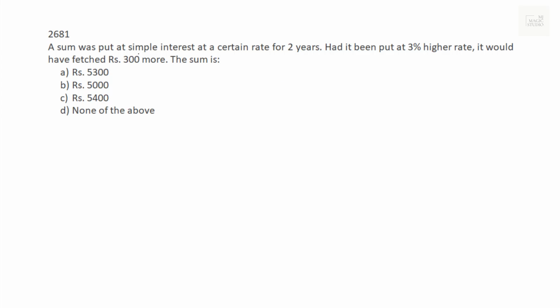A sum was put at simple interest at a certain rate for 2 years. Simple interest is every year we will get the same rate of interest. Had it been put at 3% higher rate, suppose change in interest rate is 3% for 1 year, that means change in interest for 2 years would be 3 into 2, that is 6%. So he would be gaining 6% more.